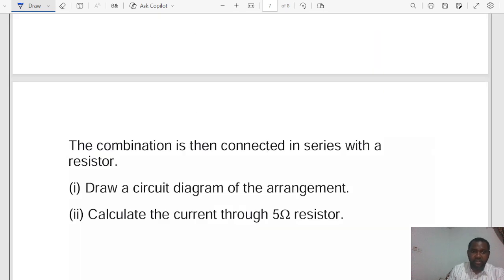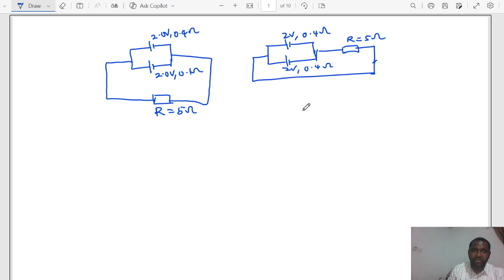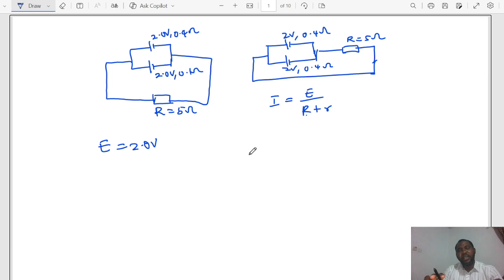Now the question actually says we should calculate the current through the 5 ohms. For us to know the current, whenever you have an EMF, current is equal to E over R plus r. This big R is the external resistor, which is 5, the small r is the internal resistance, and E is the EMF. From this combination, since the cells are in parallel and have the same value, the total EMF is just one of them, 2.0 volts. So the total EMF of cells in parallel is equal to one of them, as long as they have the same value.